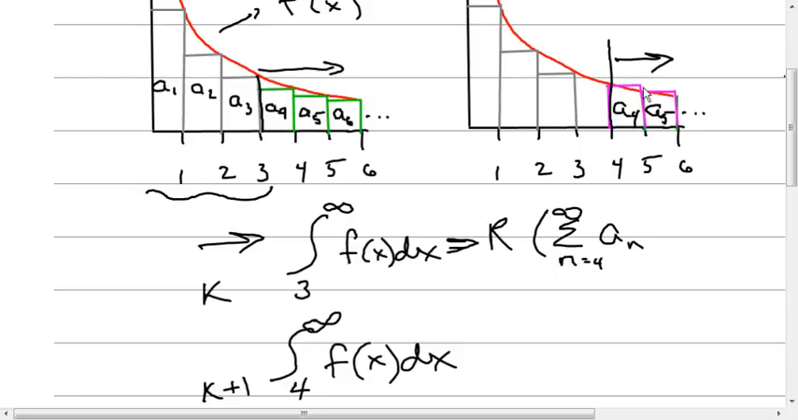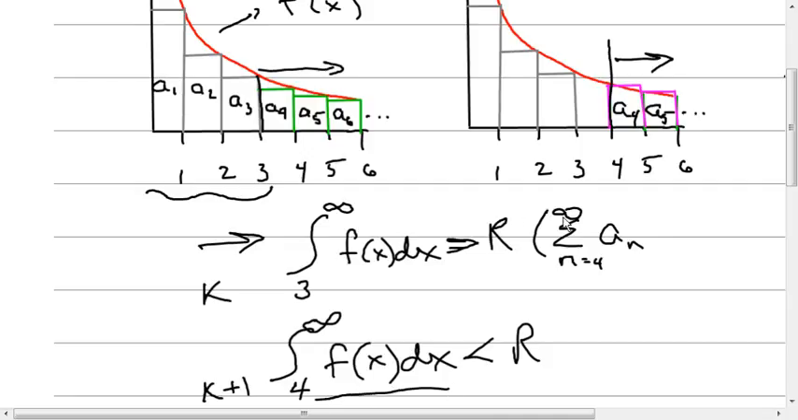Now notice that there's again a one-to-one correspondence going off to infinity, and in each case, each of these rectangles is a bit bigger than the area under the curve for that interval. That means that our remainder, in other words, a4 plus a5 plus a6 on to infinity, is going to be greater than this integral here. So we'll have to say that the remainder is greater than this term.